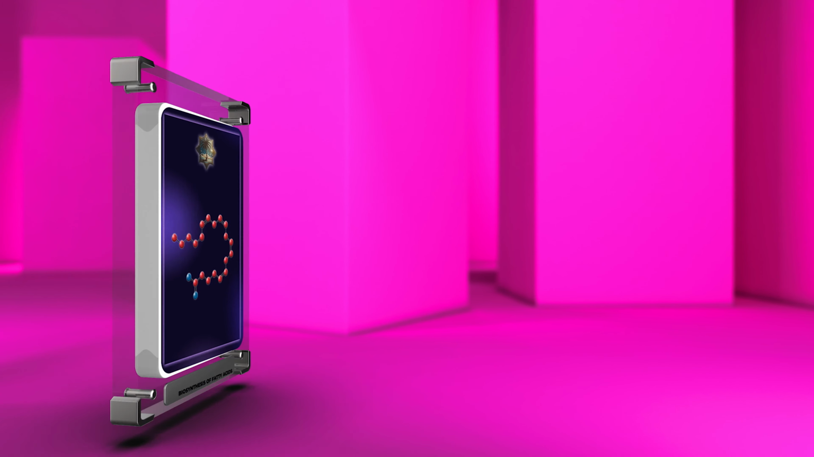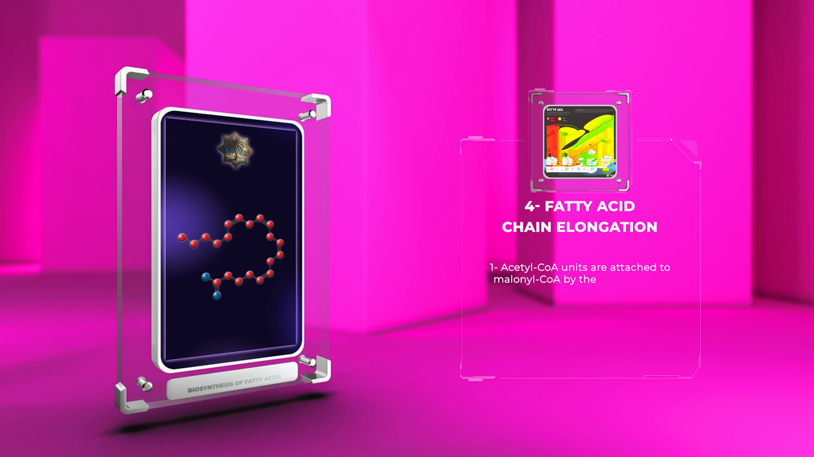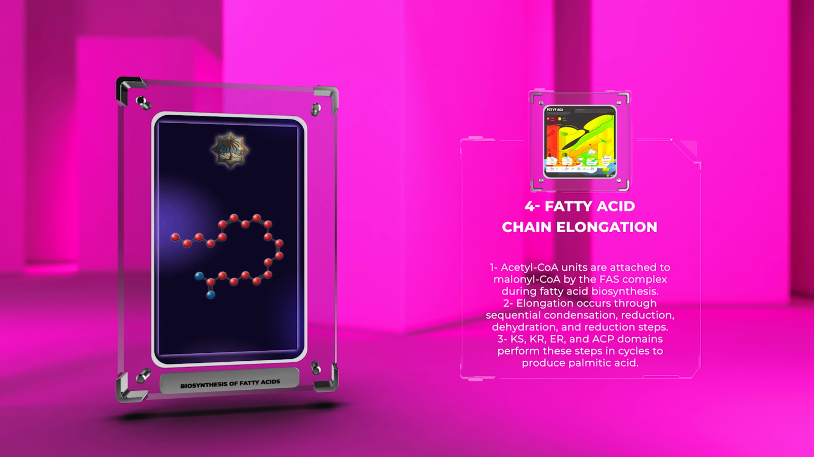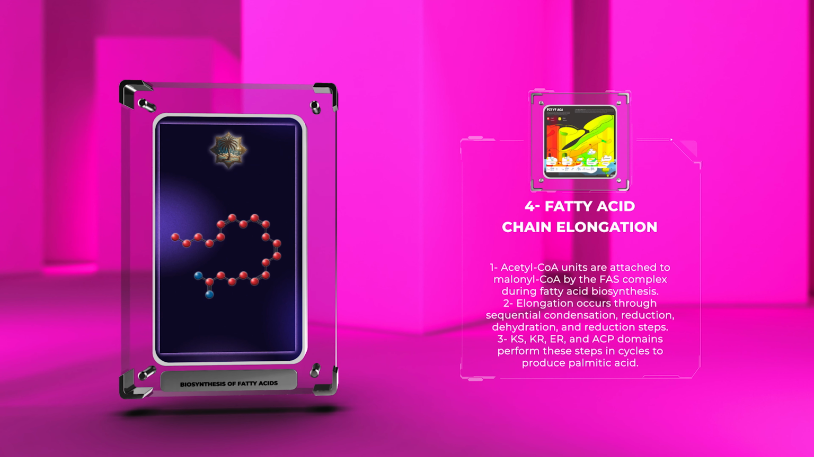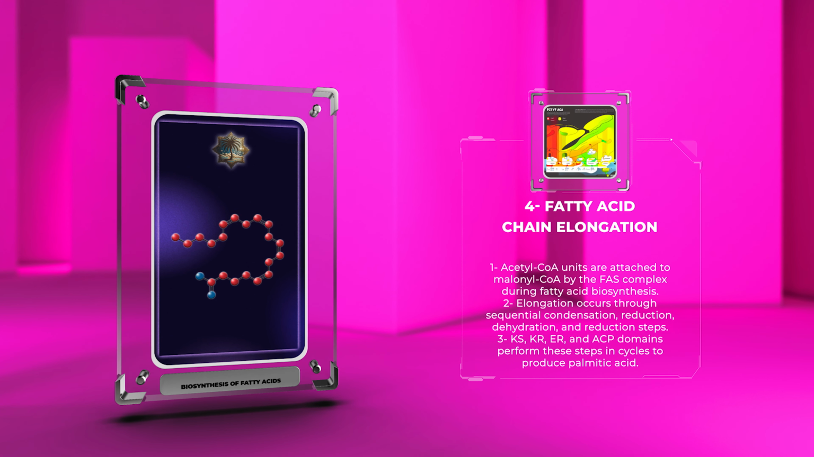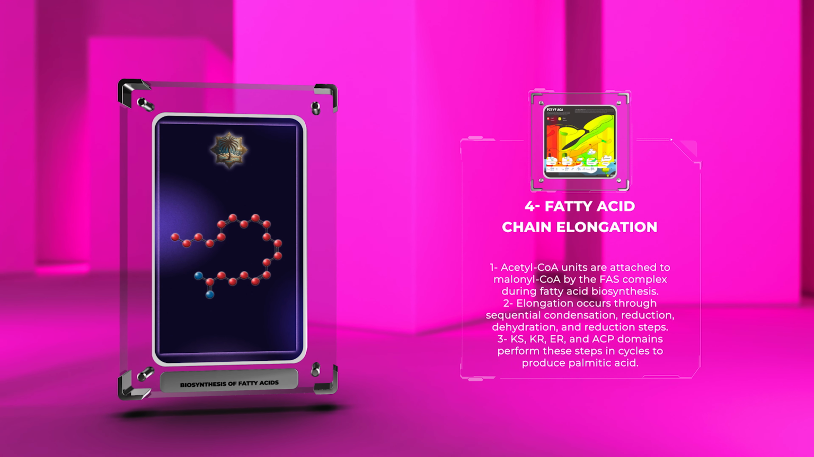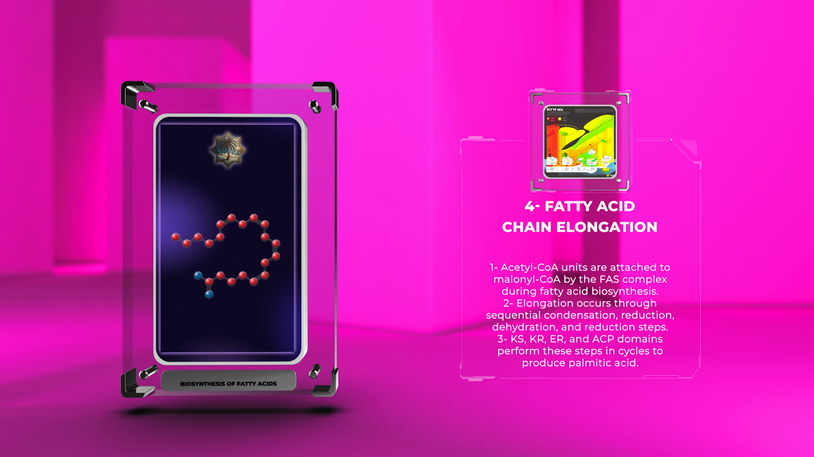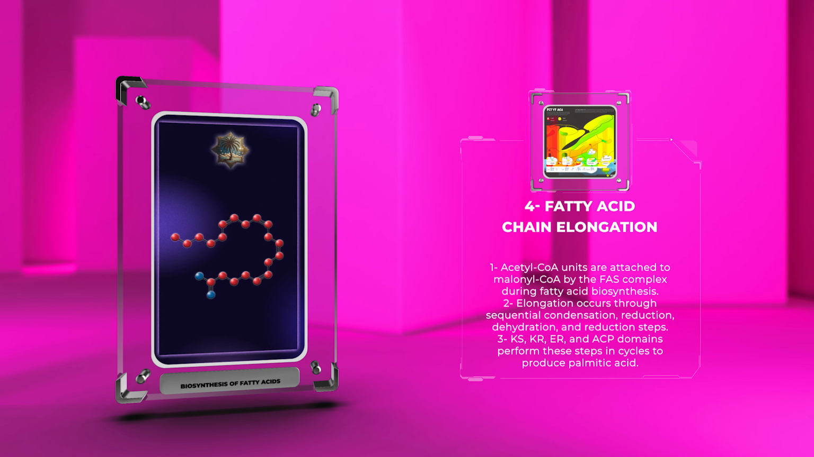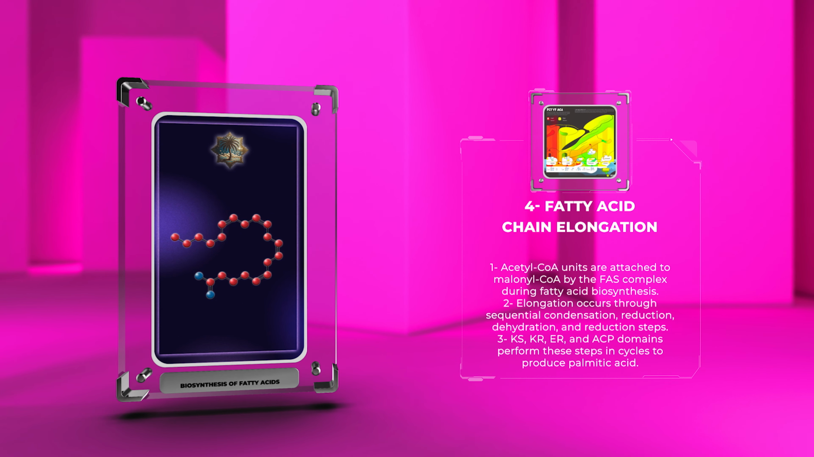During fatty acid biosynthesis, the acetyl-CoA units are successively attached to malonyl-CoA by the FAS complex, resulting in the elongation of the growing fatty acid chain. This elongation occurs through sequential condensation, reduction, dehydration, and reduction steps performed by the KS, KR, ER, and ACP domains, respectively. The repeated cycles of these reactions lead to the production of palmitic acid, a crucial product of fatty acid biosynthesis.